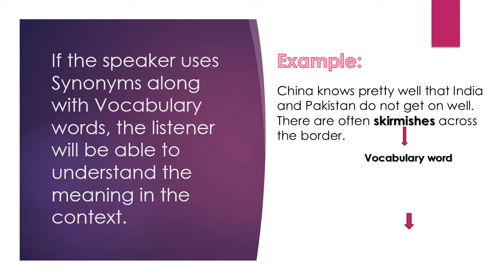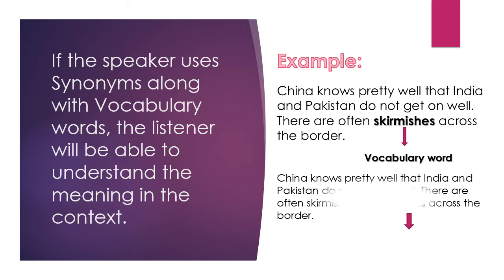So if the speaker uses a synonym along with the vocabulary word, then it will be easy for understanding. So it can be written as: China knows pretty well that India and Pakistan do not get on well, there are often skirmishes or brief fights across the border. So brief fight is a synonym for the vocabulary word skirmishes. If the speaker uses a synonym along with the vocabulary word, then it will be easy for the listener to understand the meaning in the context.